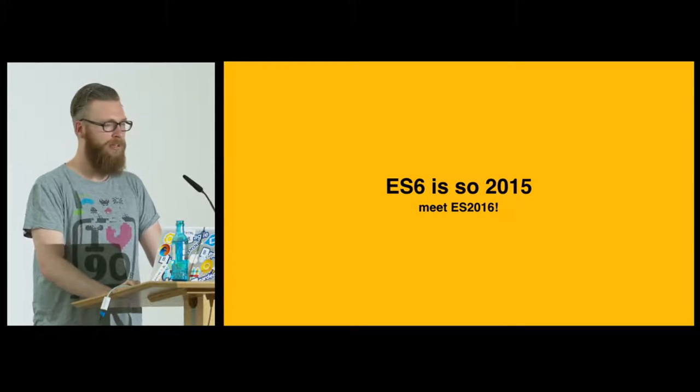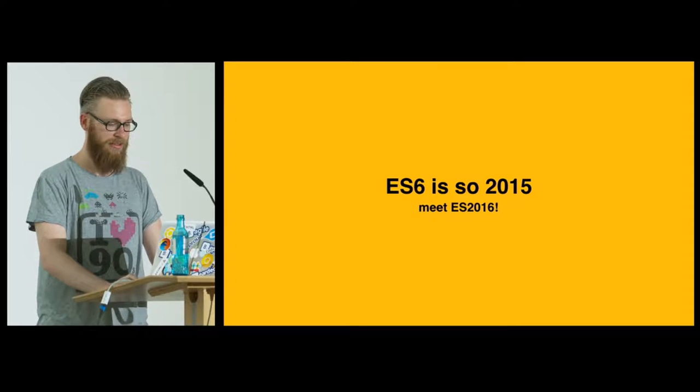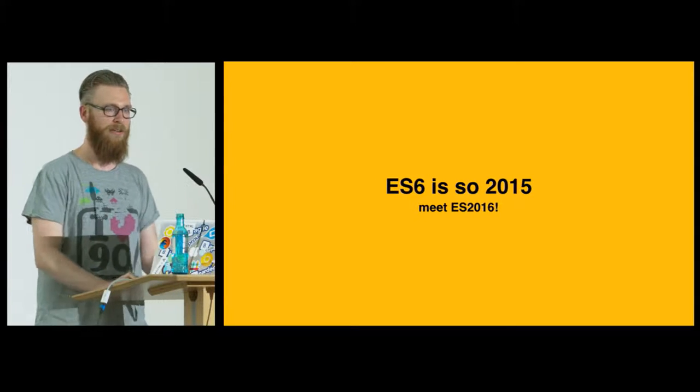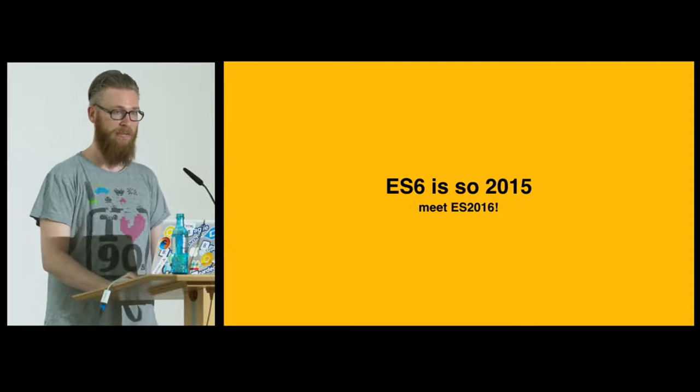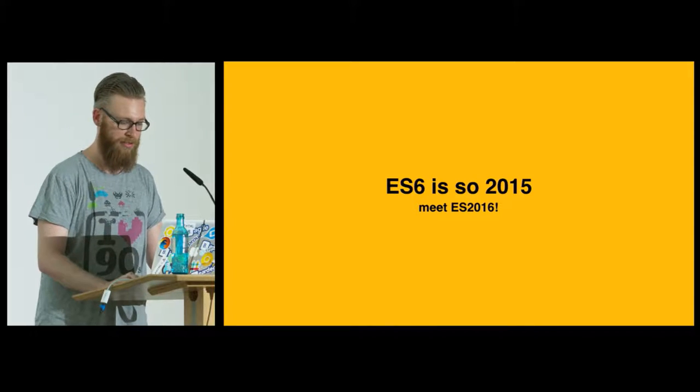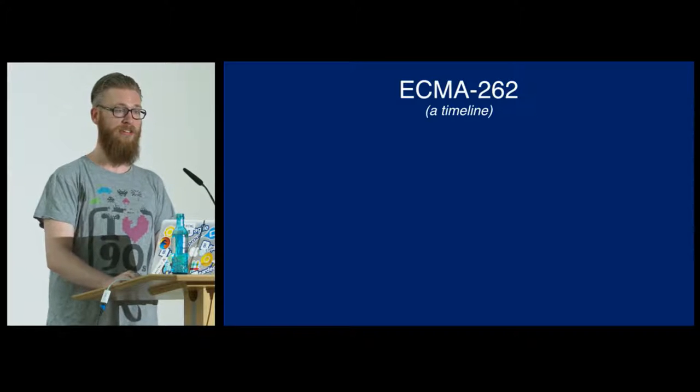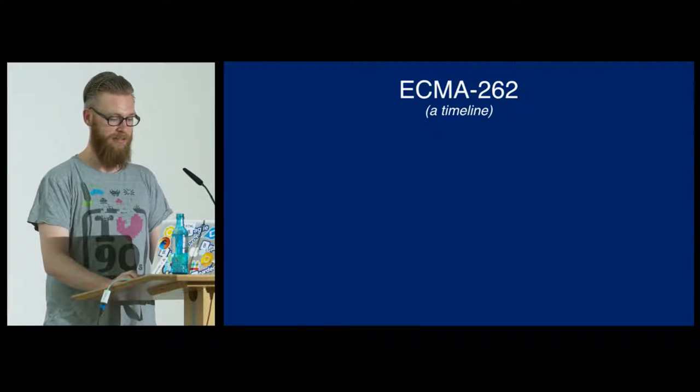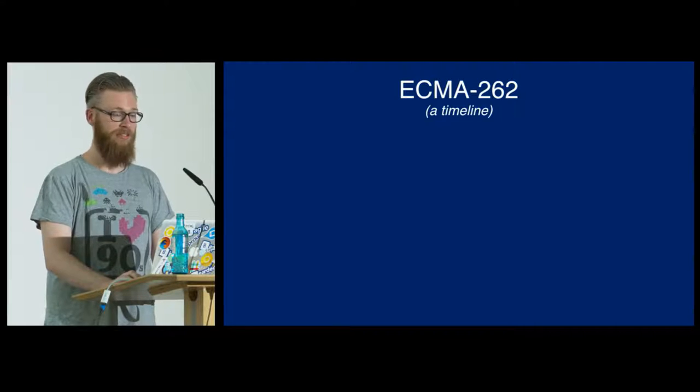Before I talk about ES2016, let me tell you a little bit about the specification and how it came to be and how it's continuing forward. So ECMA-262 is the specification for ECMAScript. That's what it's called right now.